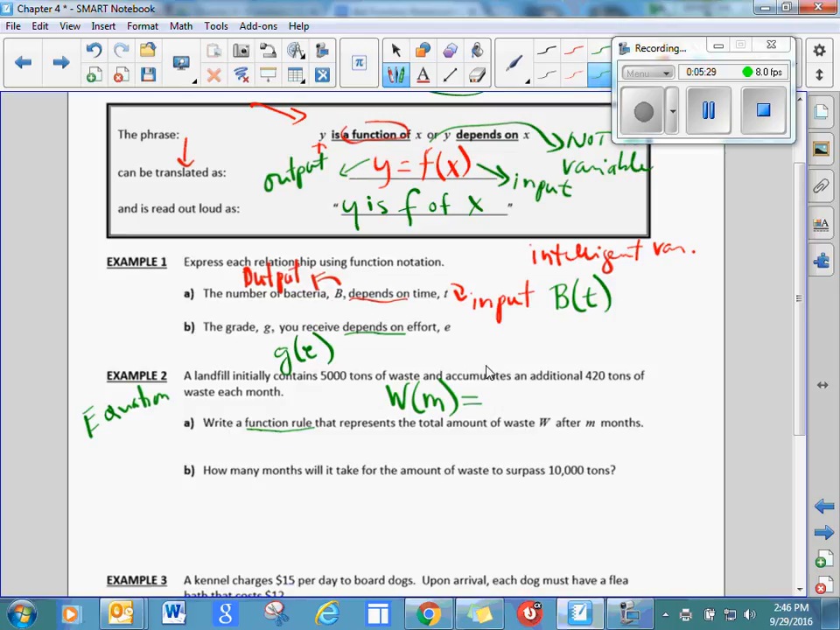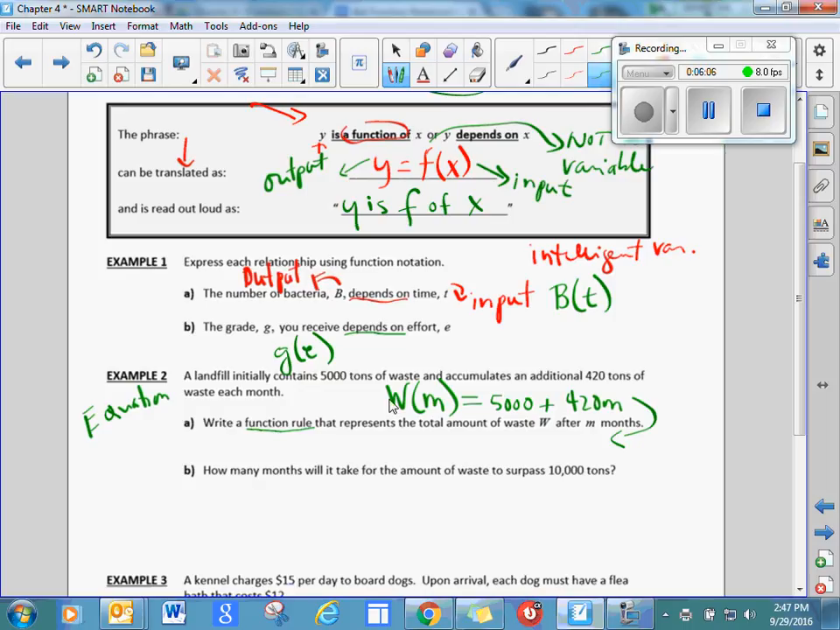So let's see what we have. It starts at 5,000 tons of waste, and it accumulates 420 tons each month. So that's 420 times M, the number of months that this goes on. So there's our function rule, our equation, using the variables W and M. W is a function of the months, and we're using the information in the problem to set up the other side of the equal sign.